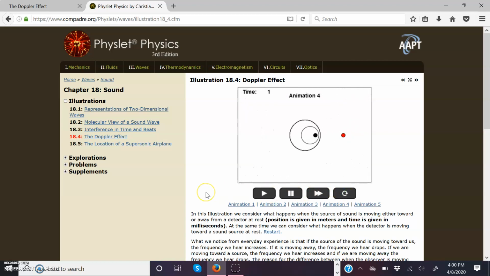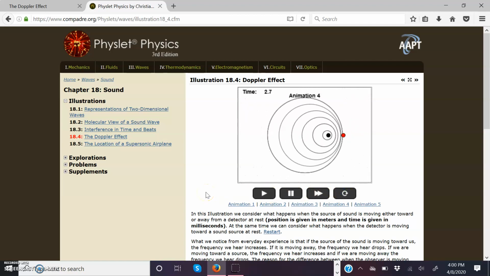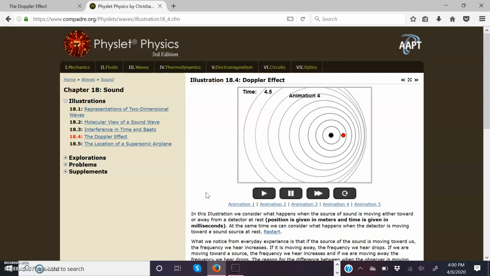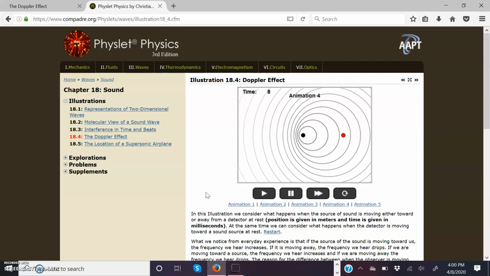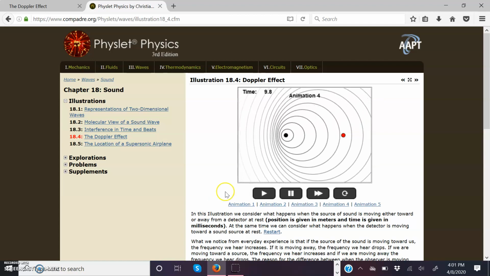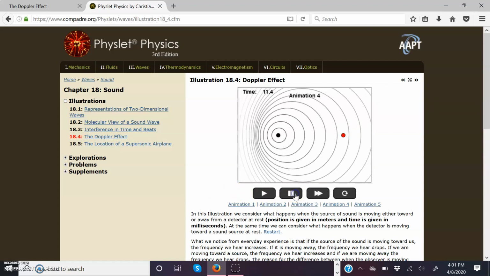So watch it again. So as it moves towards the observer, the wavelength is physically compressed. This results then in a higher pitched sound. And then when the source is moving away from the observer, the wavelength is stretched out a little bit. That then results in a lower pitch sound.